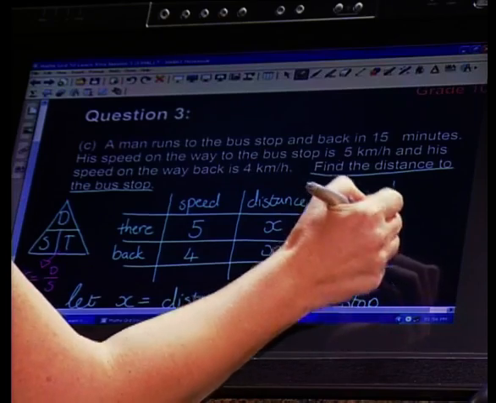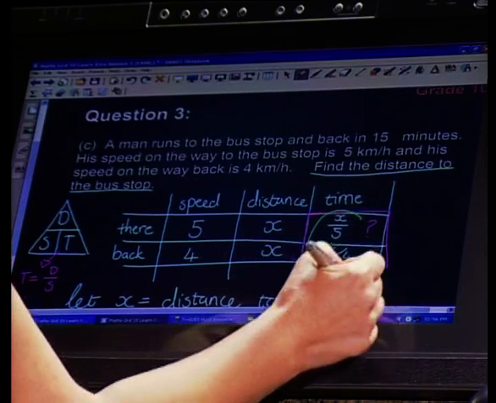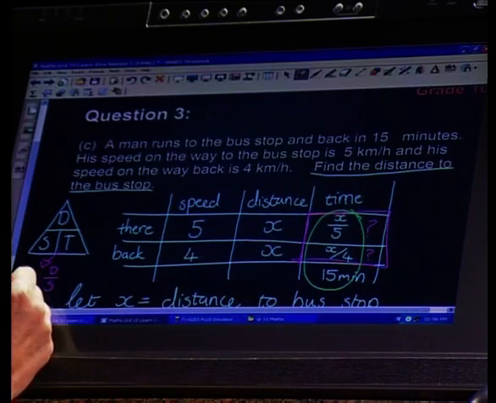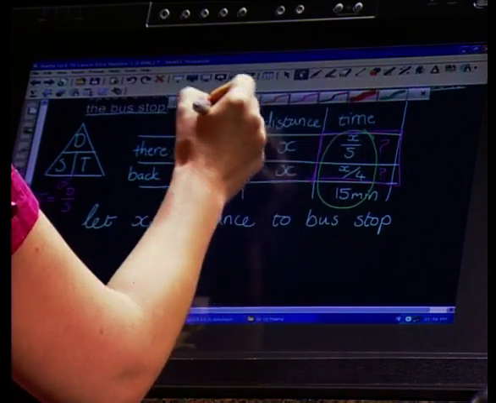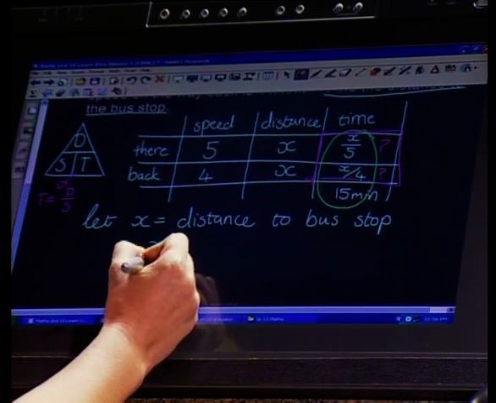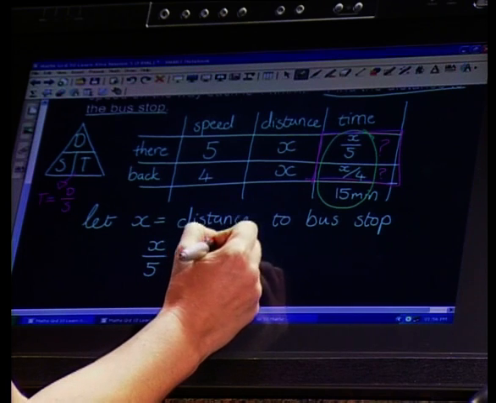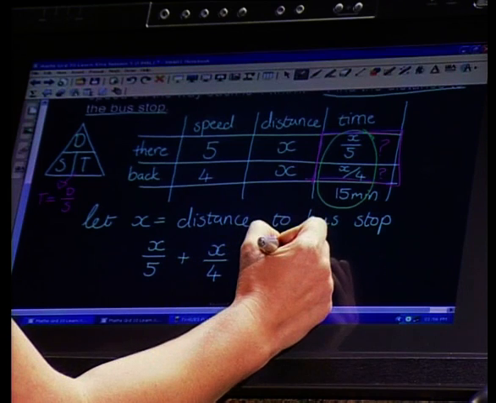Well, what this table has done for us really nicely is it has formed the equation that we have to write down. And that equation is the time it took to walk there plus the time it took to walk back is equals to 15 minutes.